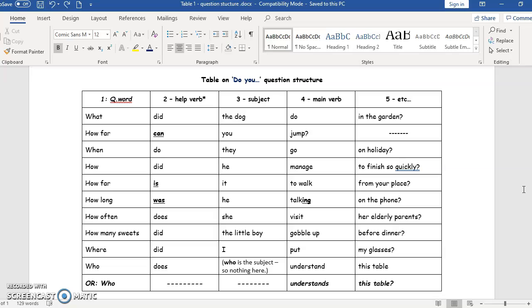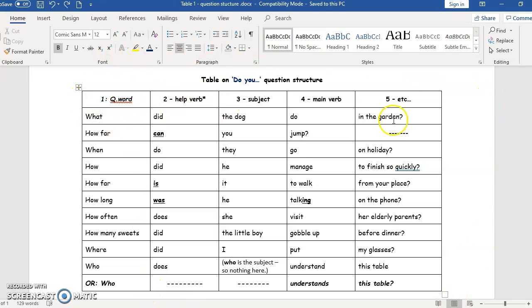Language topic I want to look at with you, which is, sorry for that strange sentence structure, asking questions with do. First, here I want to look at the table with you.